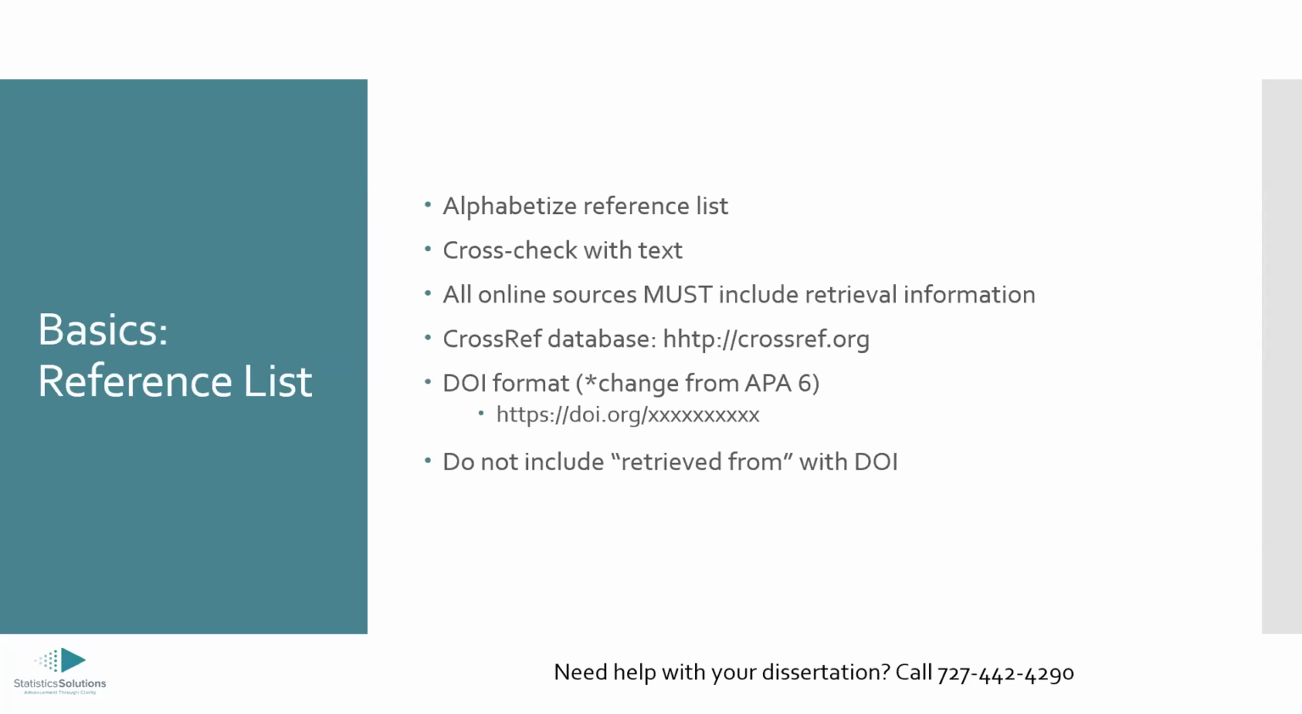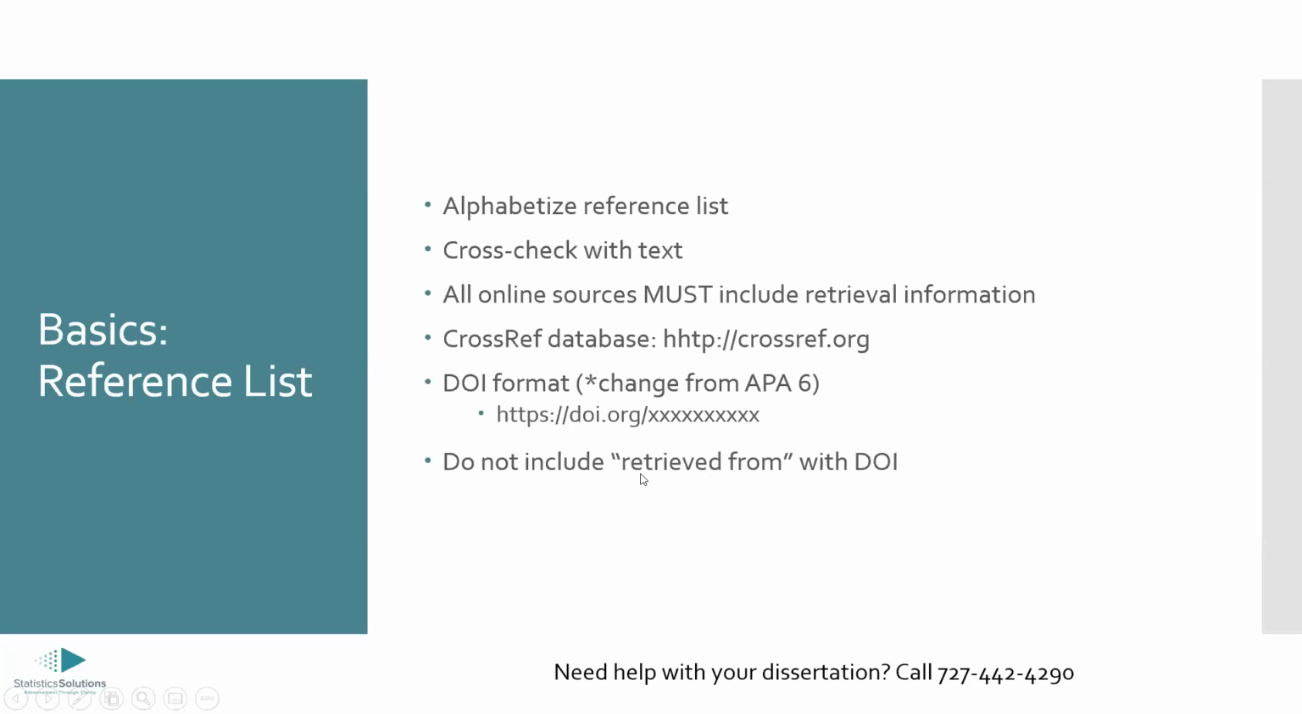First off, we always want to alphabetize by the first author's last name. So we ignore all of the other authors in the study when it comes to alphabetizing. We're just going to use the first author's last name. Make sure that you're always cross-checking with your in-text citations, which I will get to in a minute, just to make sure that your reference list and your in-text citations are always matching up. Any online sources must include retrieval information, whether that's the actual database link or if it's a DOI format.